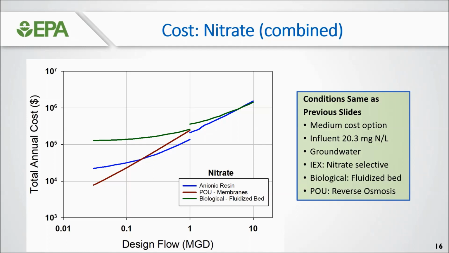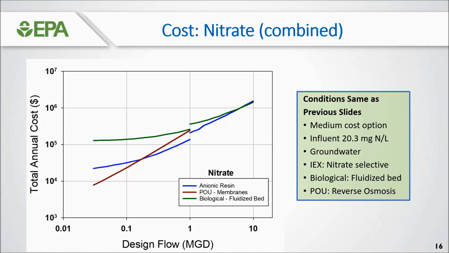But then as the system size gets larger, in this case, under these assumptions, the anion exchange resins become the least costly option from about, I don't know, 0.2 or 0.3 million gallons a day up to about 5 or 6. And then at that point, the biological treatment becomes fairly competitive with anion exchange. This kind of surprised us originally as we started crunching numbers for biological treatment, because we thought that biological treatment might be the lowest cost because it's biological.